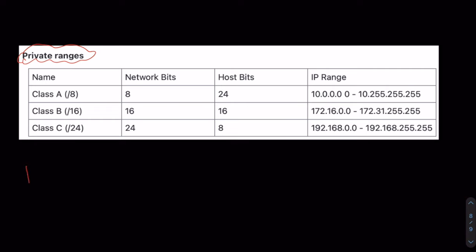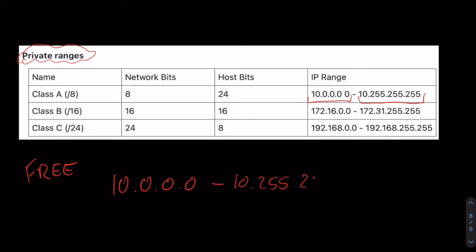So first of all, to note, they are free to use, because private IP addresses you can use for free, but public IP addresses you need to pay for and you own them. So what are the free ranges that you can use? From class A, we can go from 10.0.0.0 right up to 10.255.255.255, as you can see in the IP range over here. And we have for class B, this is the range, and we have for class C, another range over there.